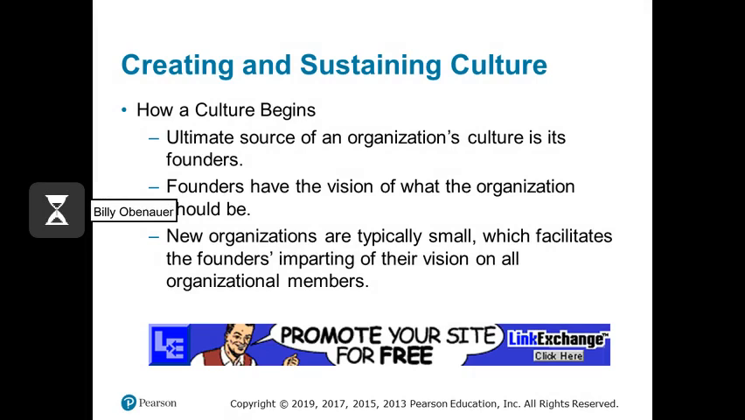Now, we've talked a lot about what culture is and what it does, but now we need to talk about where it comes from. Our organizational culture starts with our founders, okay? Because the founders have the vision of what the organization should be. But it's important to recognize this because many founders are so focused on what it is that they want their organization to do in the big picture and how they're going to be profitable that they don't think about what the culture should look like.